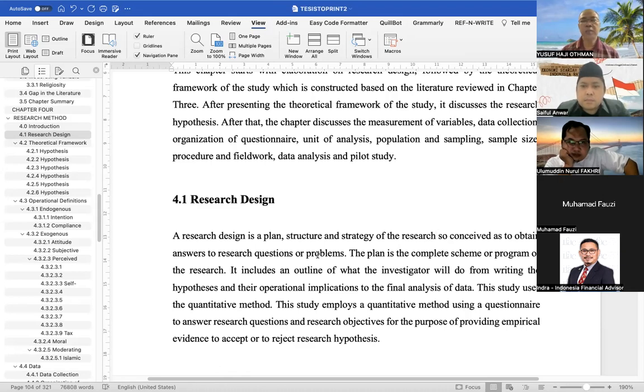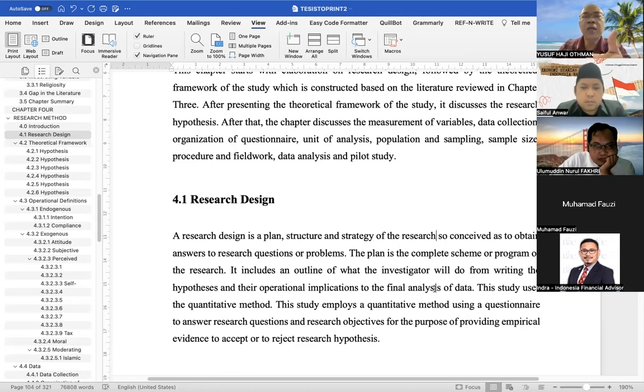So what does it mean? A complete scheme of the research. It means we must mention about what we will do. From writing the hypothesis, okay, we need to form the hypothesis and their operational implications to the final analysis of data. So that means we need to develop the theoretical framework. From that, we will develop the hypothesis.